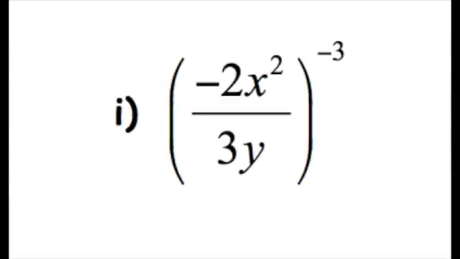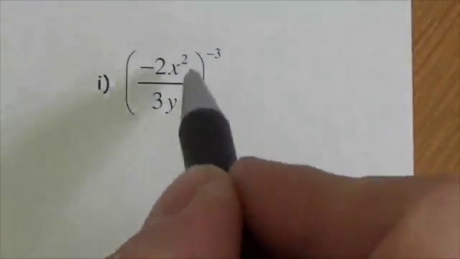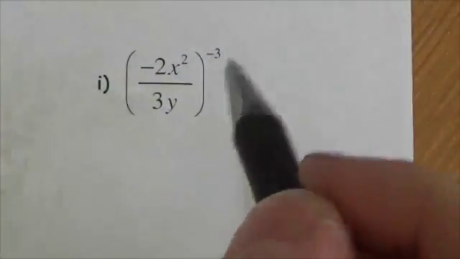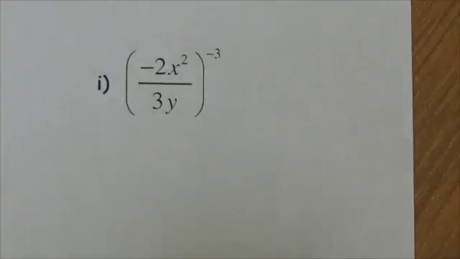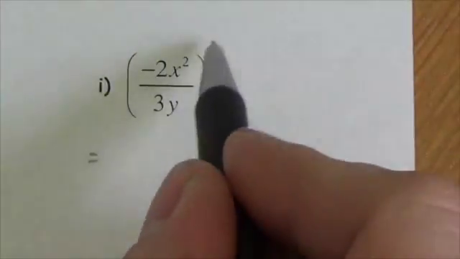Negative 2x squared divided by 3y, all to the power of negative 3. So this question right here, I would be tempted to do whatever I could to simplify what's inside there first, but there's nothing I can do. There's no simplifying of the coefficients, and the powers don't have the like base there. There's nothing I can do. So I'm going to move to the outside exponent here.